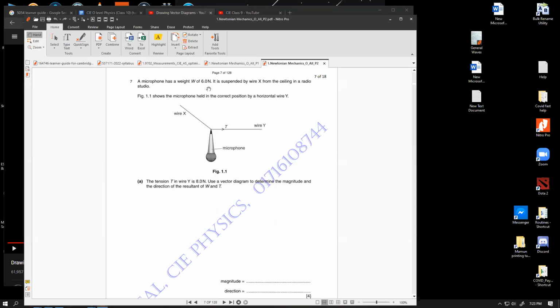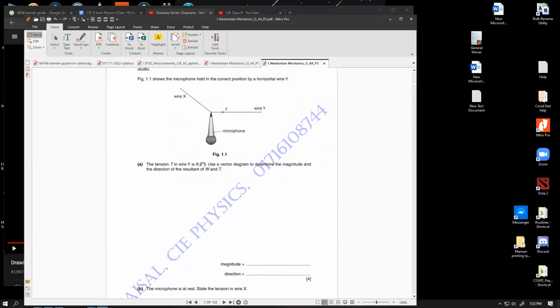A microphone has a weight of 6 Newton. It is suspended by wire X from the ceiling in a radio studio. Figure 1.1 shows the microphone held in correct position by a horizontal wire Y. The tension T in the wire Y is 8 Newton. Use a vector diagram to determine the magnitude and the direction of the resultant of W and T.